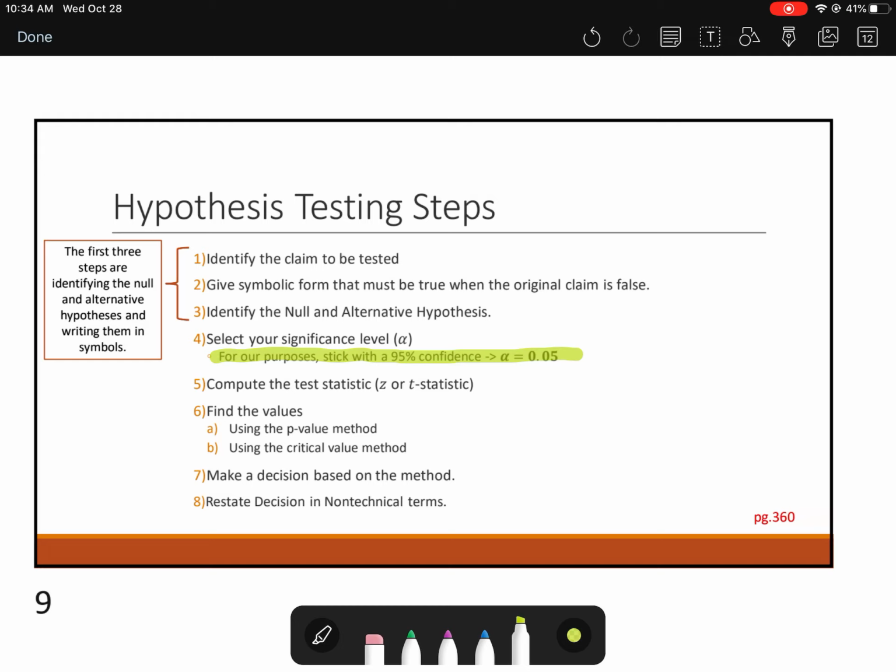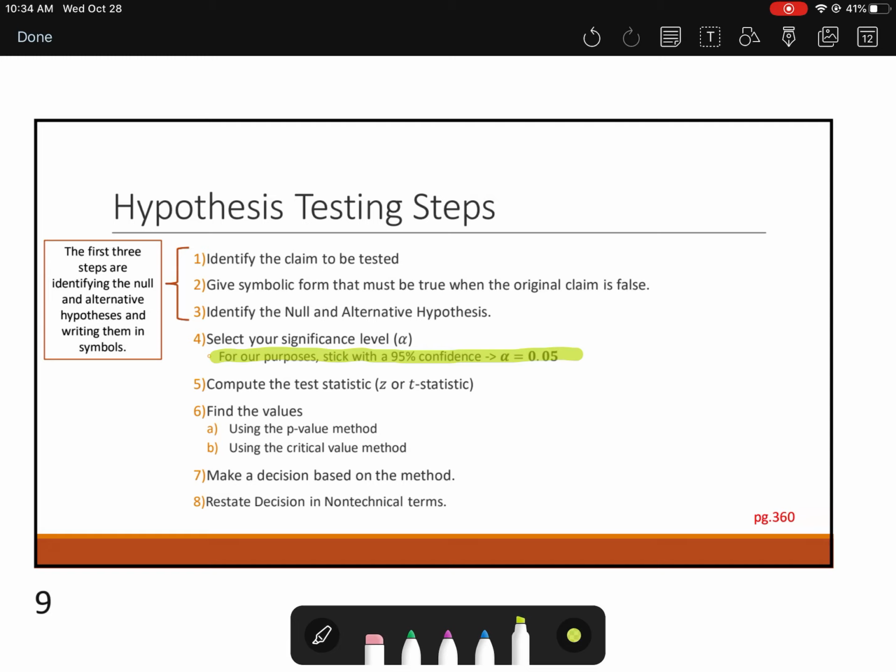Okay. Step 5, we want to compute the test statistic. So is it a Z or a T statistic? Remember, if our standard deviation is known for the population, your sigma, that is a Z. If it is unknown, we use a T. And then step 6, we're going to find the values. So either we're going to use the p-value method or the critical value method, and we'll get into that in just a second. And then we're going to make a decision based on the method.